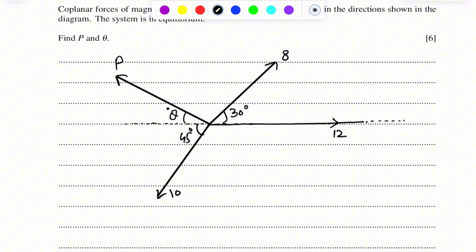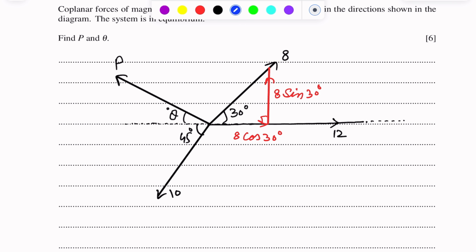First we resolve these forces and find the rectangular components. 8 Newton force, these are the components. This angle is 90. The component opposite to this angle 30 will be 8 sine 30 degree. This component is 8 cos 30 degree.